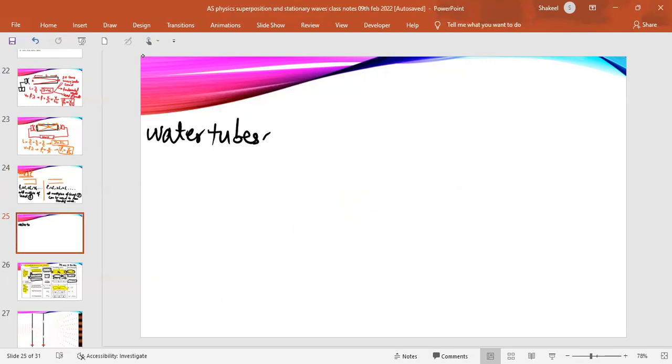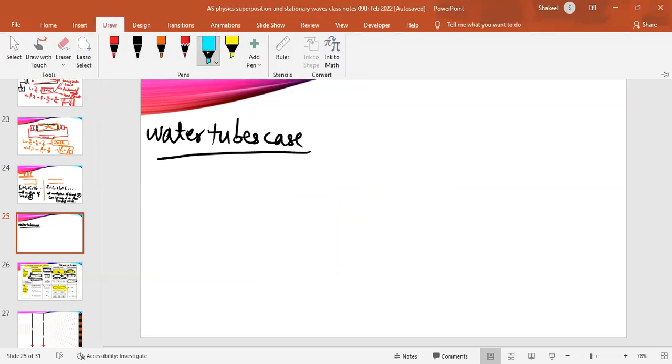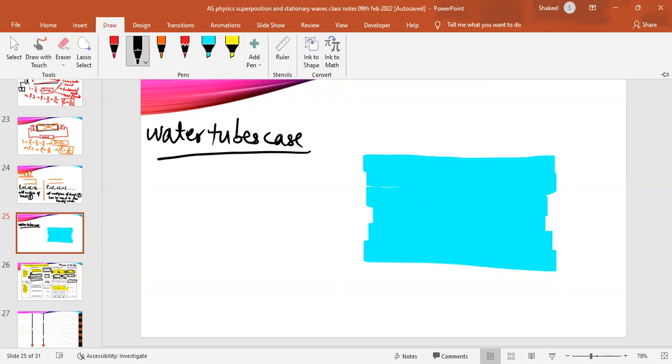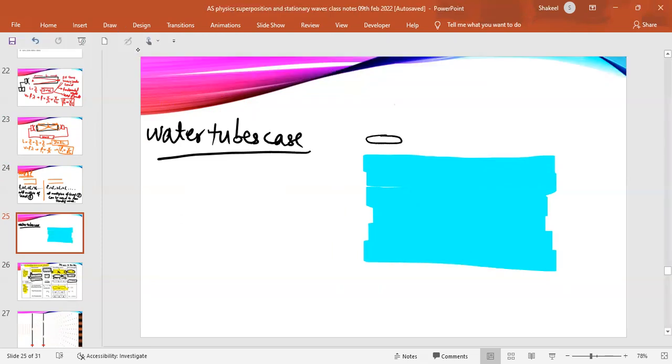Water tube case. Okay, let's say there is some water and you have inserted a tube in it like this. And you are holding a vibrating tuning fork on top of the tube. And you're trying to judge where you can hear the louder sound.